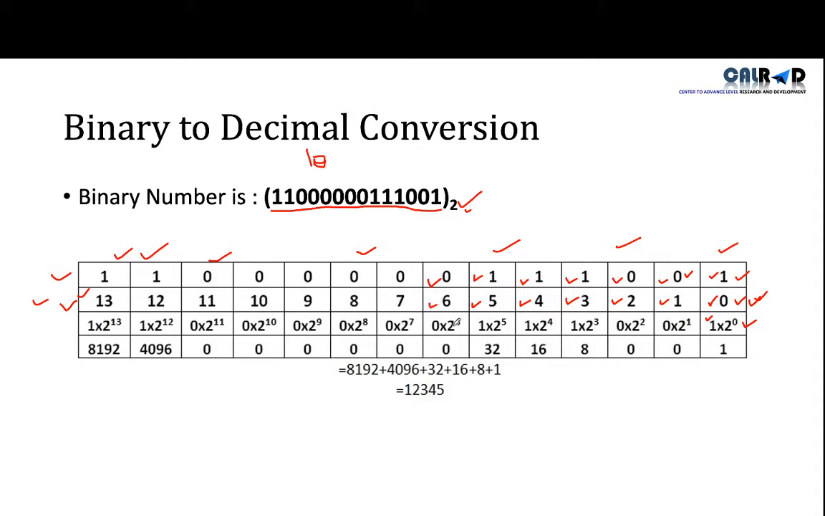Why are we using 2? Because it is a binary number. 0 into 2 to the power of 7. 0 into 2 to the power of 8. 0 into 2 to the power of 9. 0 into 2 to the power of 10. 0 into 2 to the power of 11. 1 into 2 to the power of 12 and 1 into 2 to the power of 13.